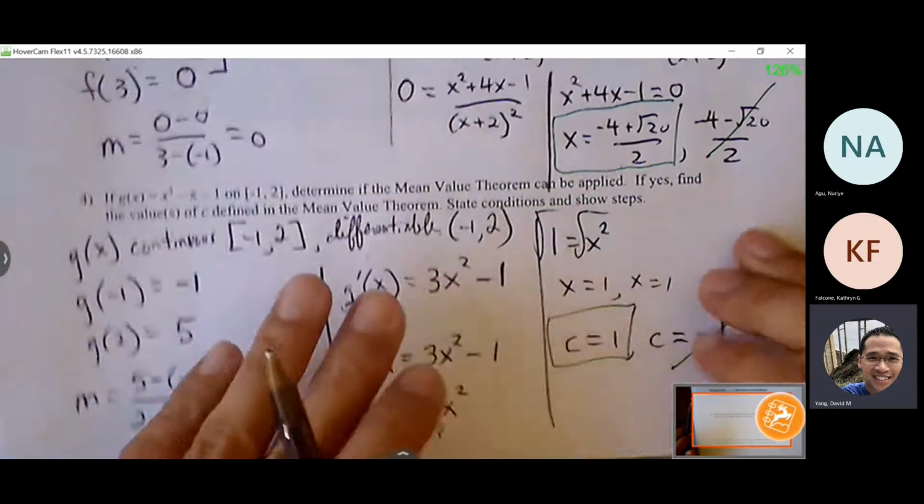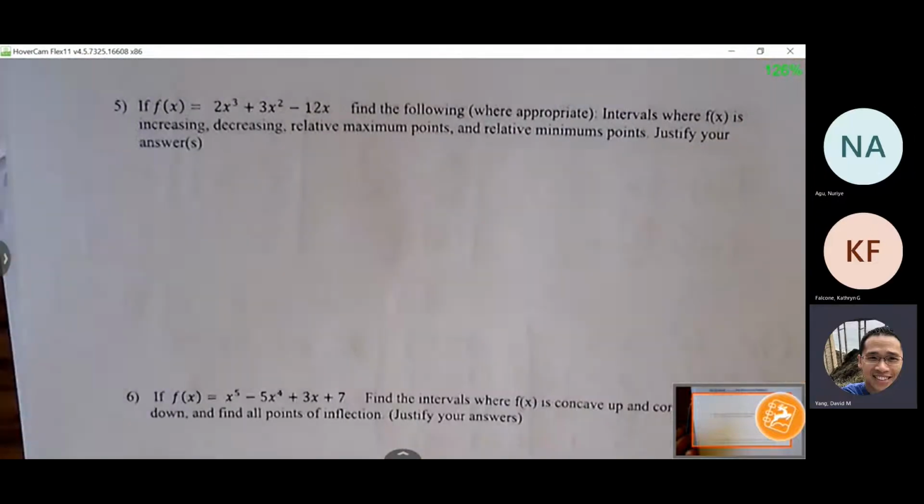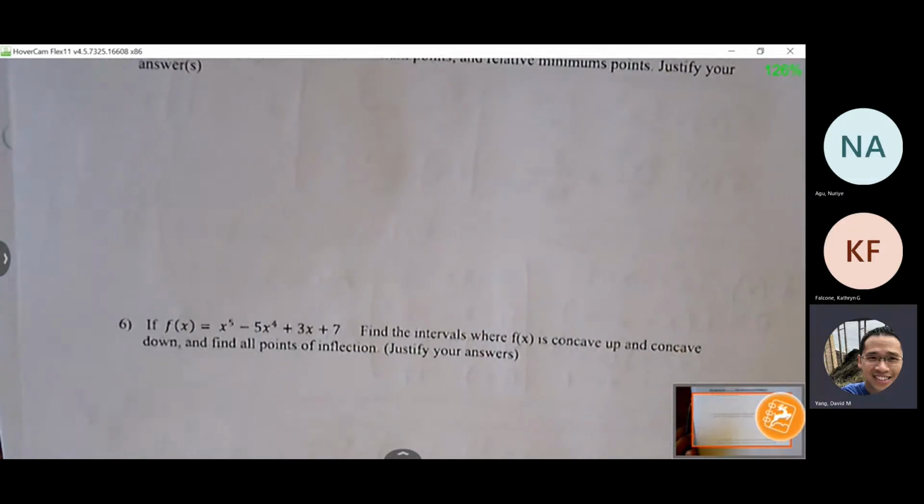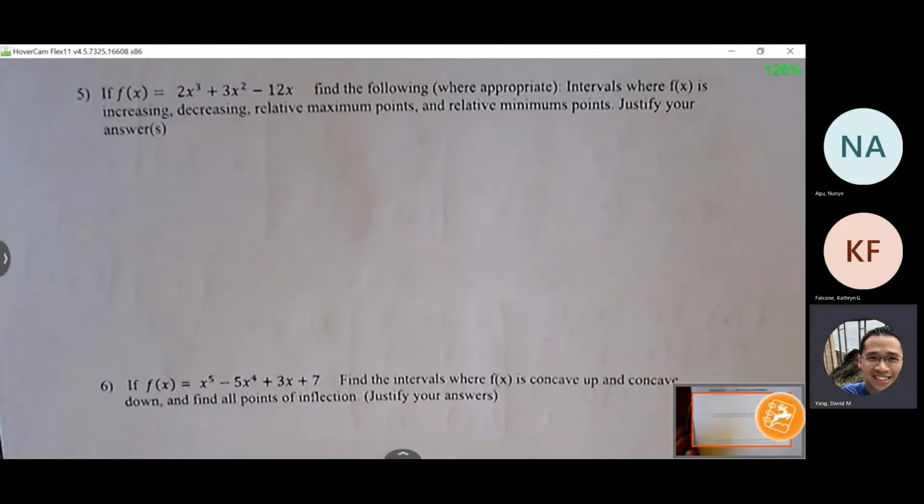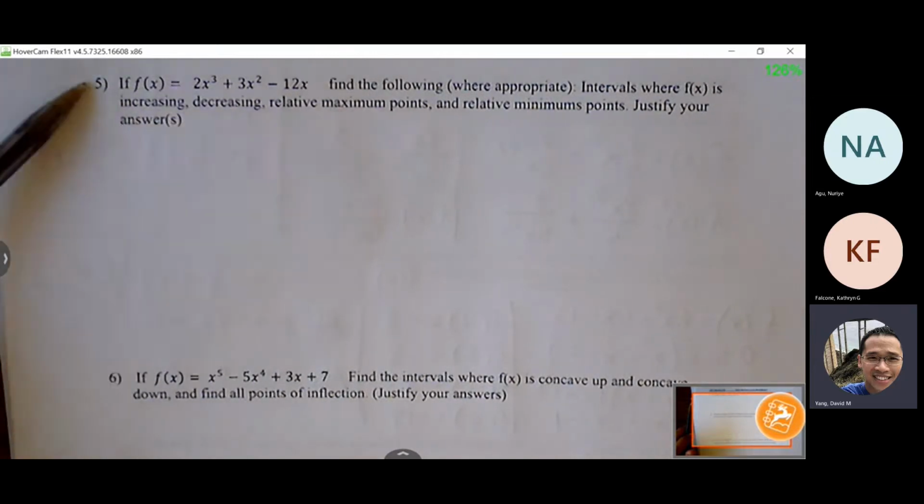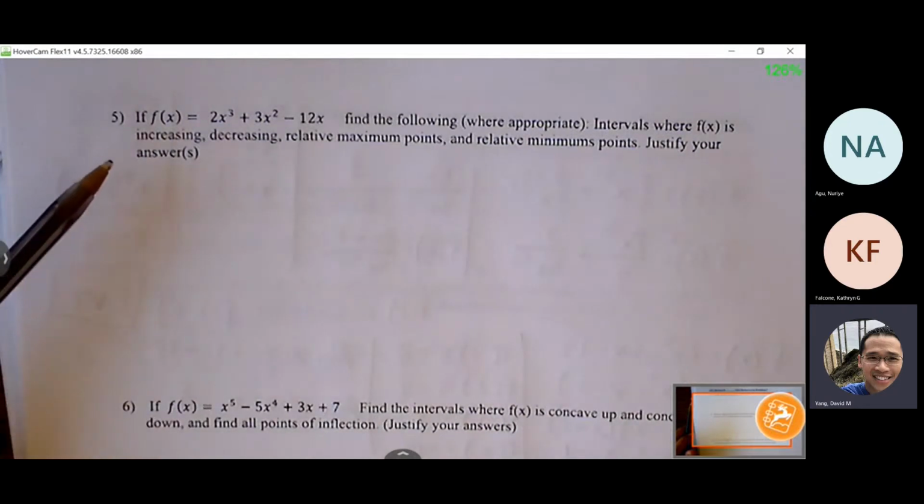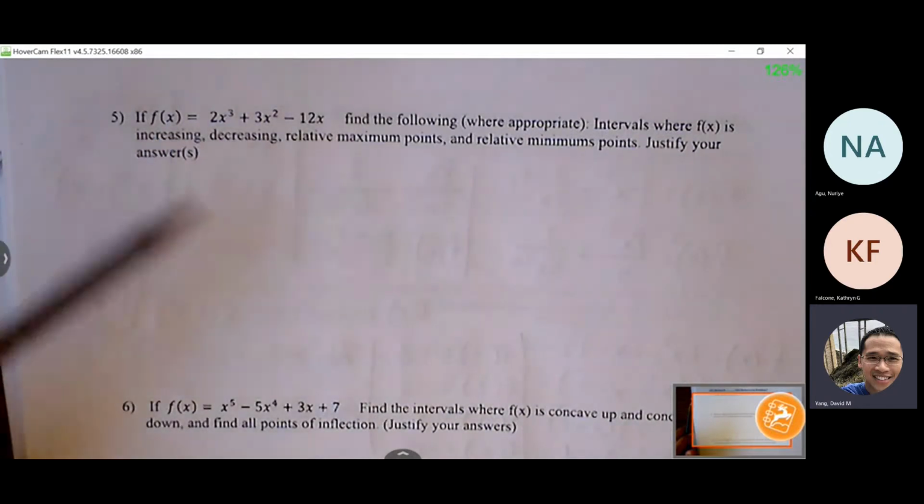Okay, back page. Okay, number five should be easy here. We're just going through the first derivative test, right? So set f prime equal to 0, solve for x, test your intervals, and write all your statements.